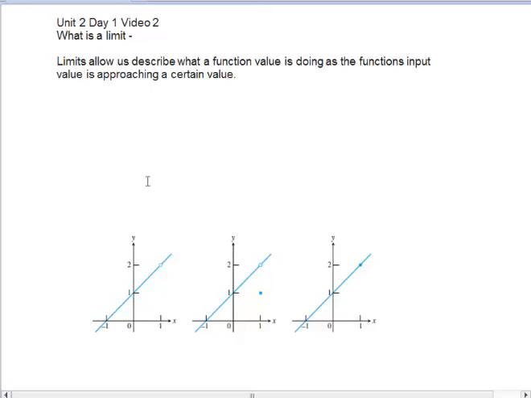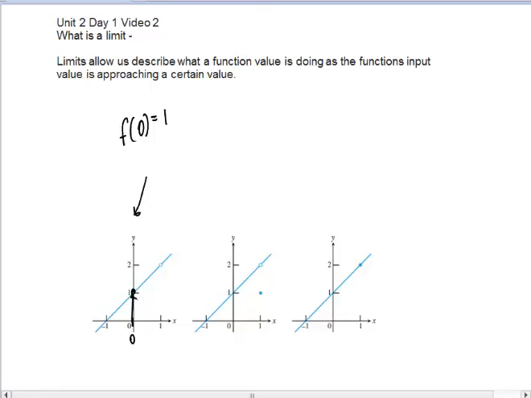A lot of times in pre-calculus, we're going to discuss what a function value is. With this graph here, we may say, what is f at 0? That's describing a function value, because when you go to x equals 0, you look and see where it maps to. It maps to a y value of 1. So that's finding a function value. But a limit is something different.